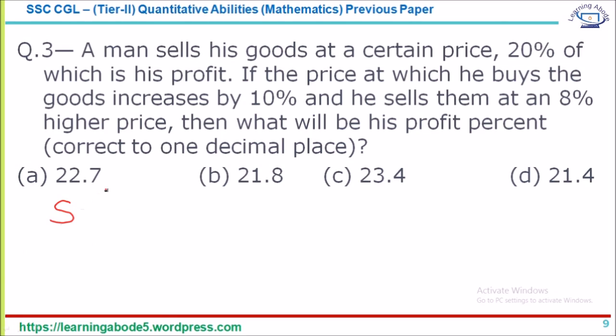Selling price. Okay, the profit is, see, a man sells his goods at a certain price, 20% of which is profit. So usually, what is profit? Profit is something on the cost price. So profit percentage we calculate on the cost price. The base is always the cost price. But in this question, it is the selling price.